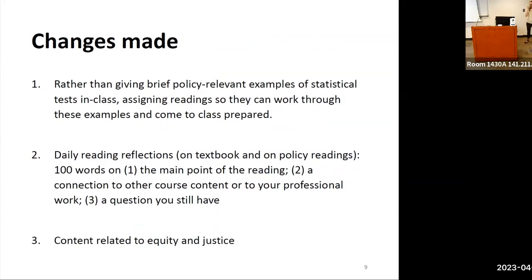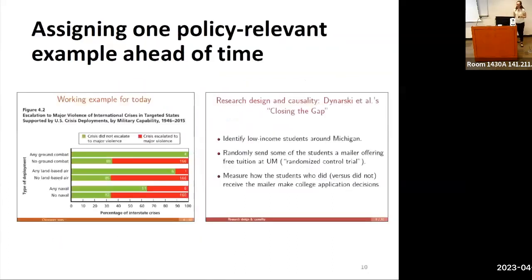And I'll show you some example of really smart reflections I got last year. Then the third thing I did was add in more content related to equity and justice. Okay, so that's the broad idea. Let me give you examples of each of those three. So one, assigning the policy relevant example ahead of time.